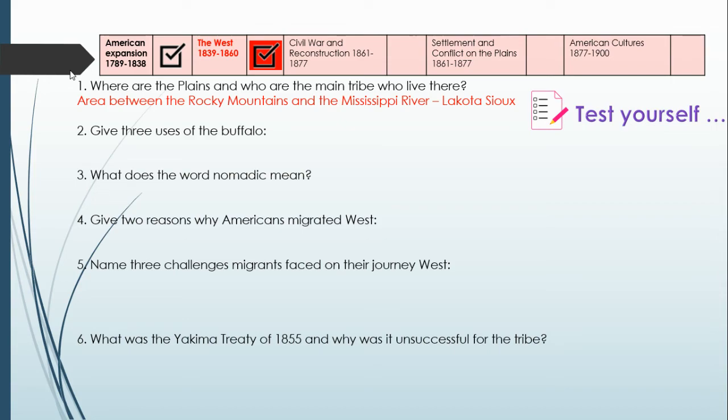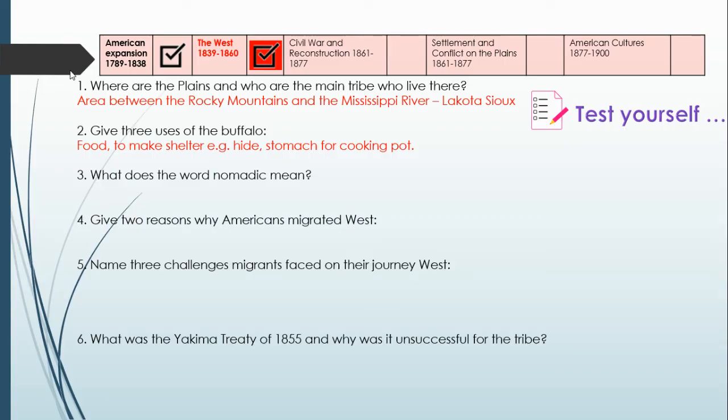Second one, give 3 uses of the buffalo. Again, there are lots of these. I'm just going to give the 3 that I'd put on the slide. So you can have food, to make shelter, the hide, for example, for the teepees, and the stomach for the cooking pot. There are lots more. So you can check your notes from class to see whether what you've got down is applicable.